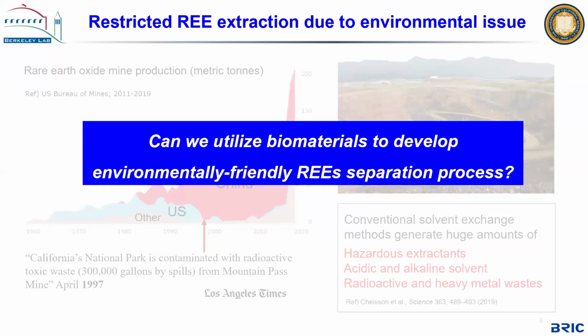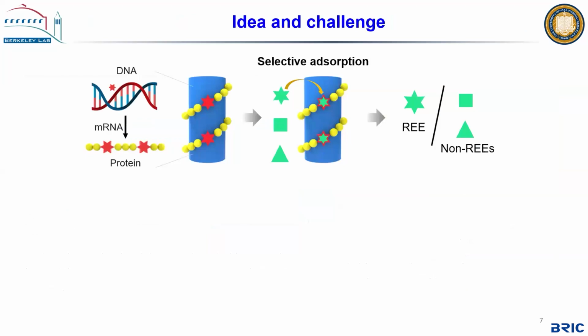Can we utilize biomaterials to develop an environmentally friendly RE separation process? With this question, we started this project, and this is the key idea of using the virus for rare earth element separation. Like I explained, as we design this DNA, we can express the peptides on the surface. And if this peptide can selectively bind the rare earth element, simply REs over non-REs, basically we can separate REs, right?